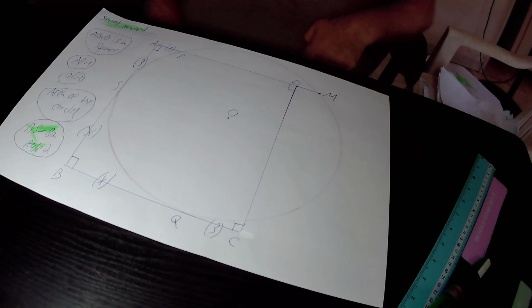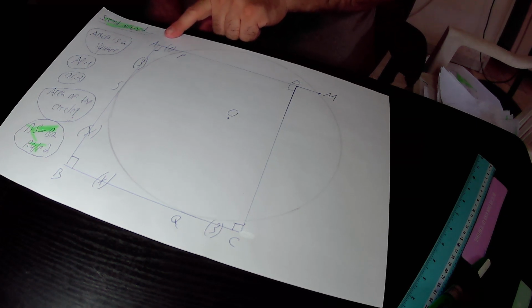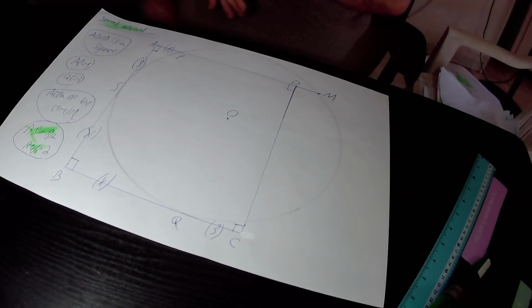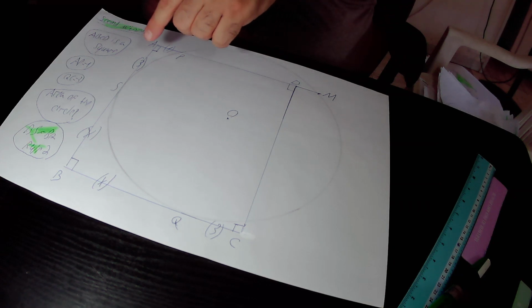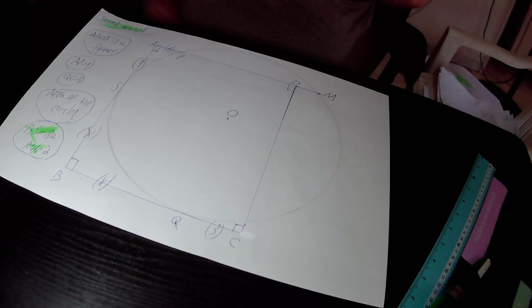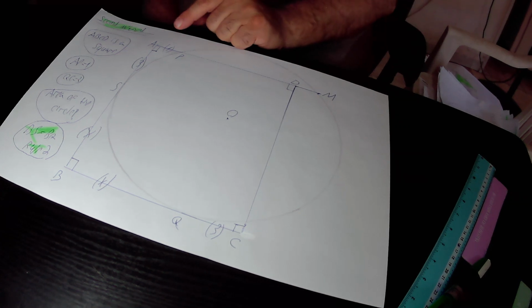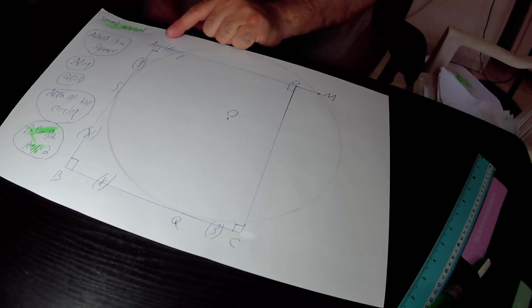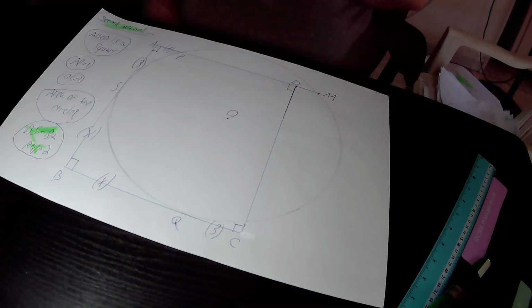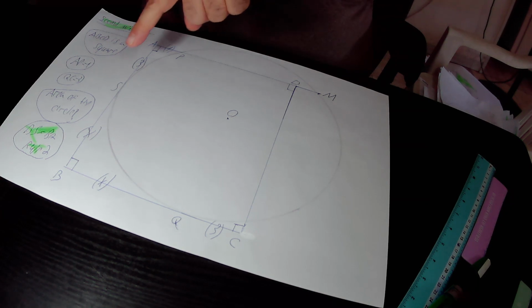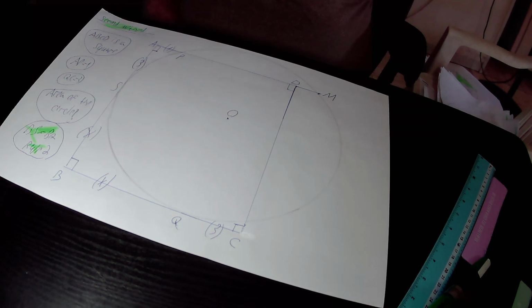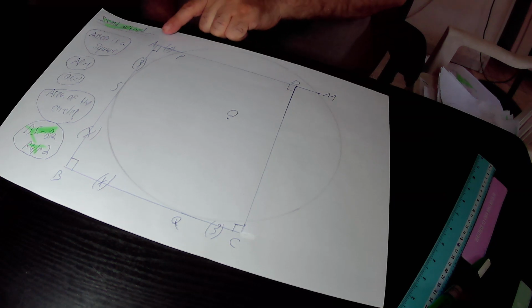In the next step, we'll focus on this common external point, point A. Point A is an external point in relation to this circle because point A is not located inside this circle, nor on the circle itself, but it is located outside of this circle. Therefore, point A is defined as a common external point in relation to this circle. It is a common point to this straight line AB, and it is also a common point to this straight line AD.